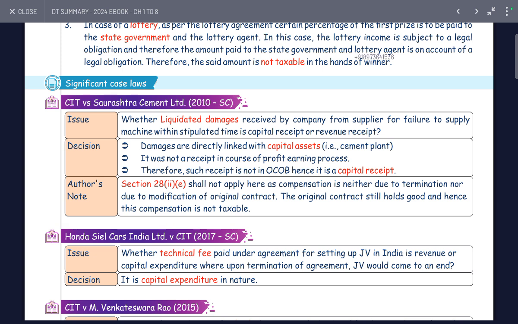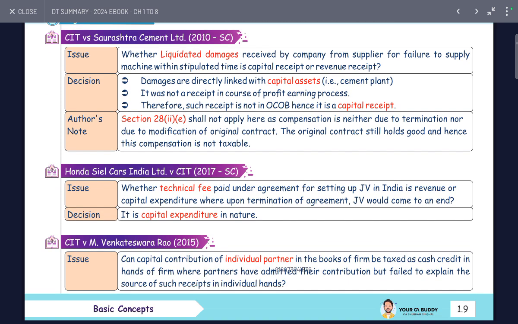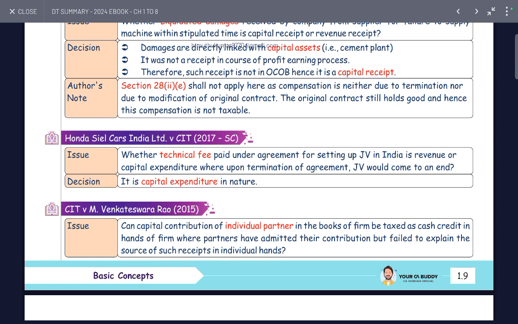Author's note: Section 28(2E) shall not apply, as the compensation is neither for termination nor for modification of the original contract. The original contract still holds good. Hence, this compensation is not taxable. Honda Siel Cars India Limited vs CIT: the issue is whether the technical fees paid under the agreement for setting up the joint venture in India are revenue or capital expenditure. Upon termination of the agreement, the JV would come to an end. This is capital expenditure in a joint venture.